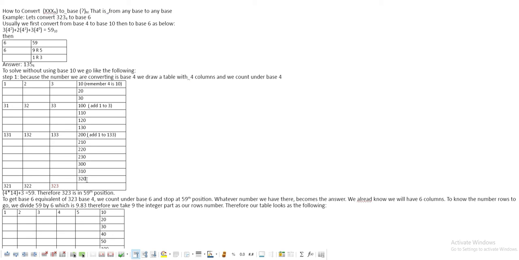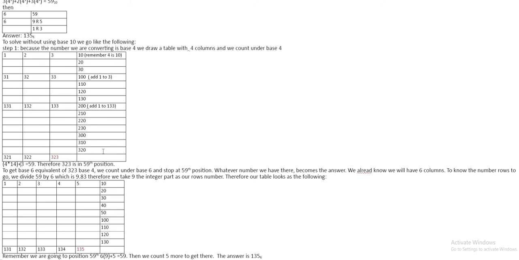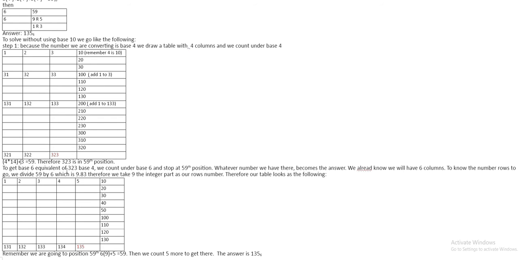So we have to count the remainders, which is 321, 322, and 323. So this is the 59th position. You can just multiply 4 times 14 plus 3 to get 59. Four, the number of columns, times the number of rows. 4 times 14 plus 3 gives you the 59. That's what we have here. And therefore, 323 is in the 59th position.